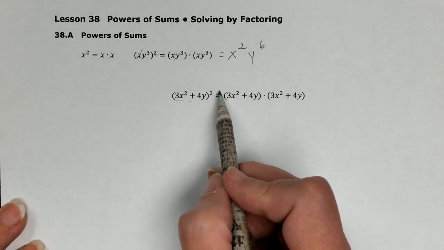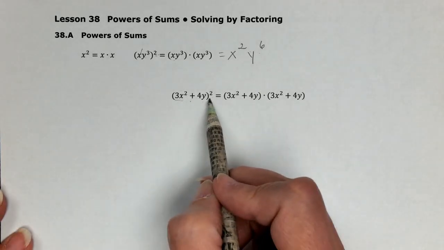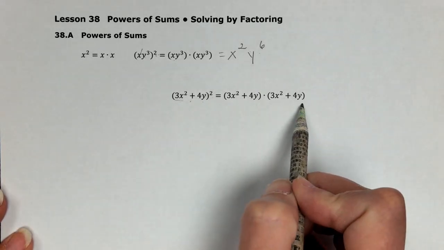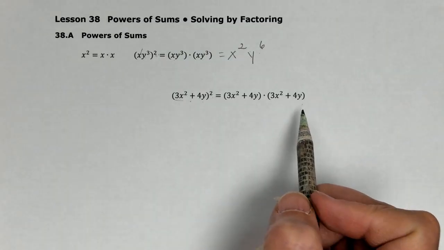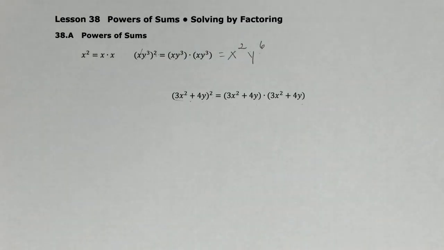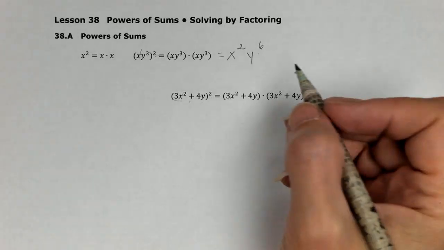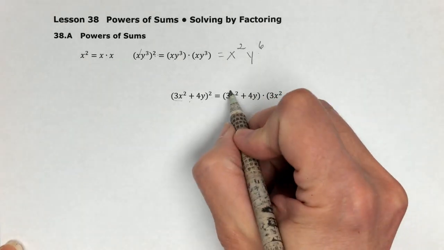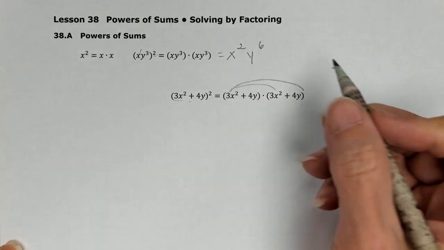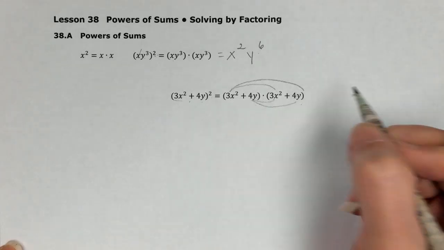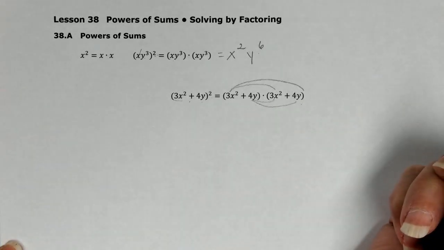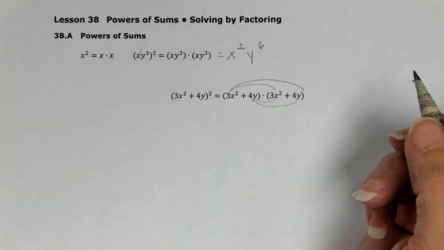The squared that's on the outside here still means we take this entire set of parentheses times itself, so it's written out here, and then what we need to do after that is FOIL. We actually multiply those binomials the way you were taught. So you do 3x squared times each of those, and also 4y times both of those. So let's just go ahead and do that one.